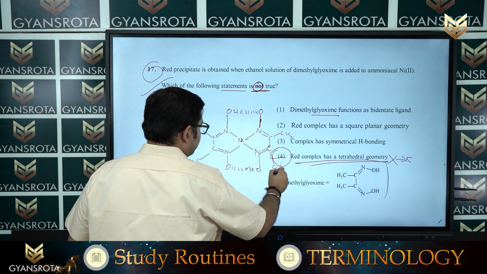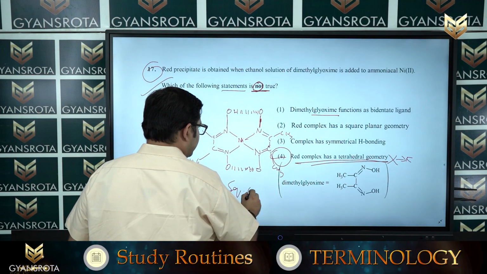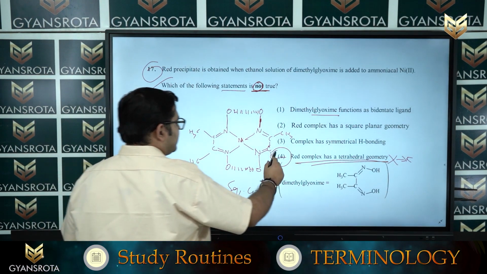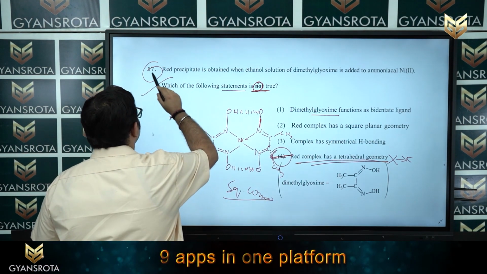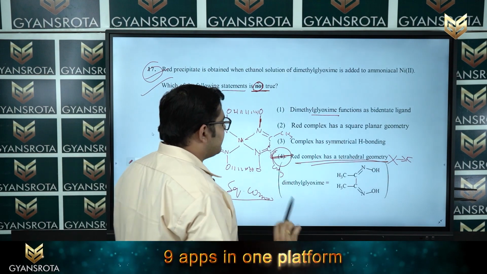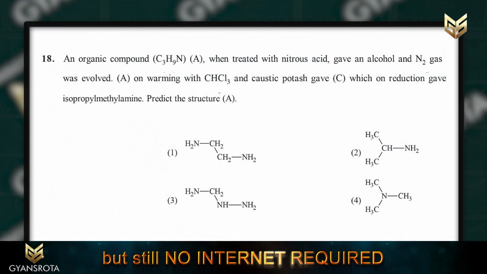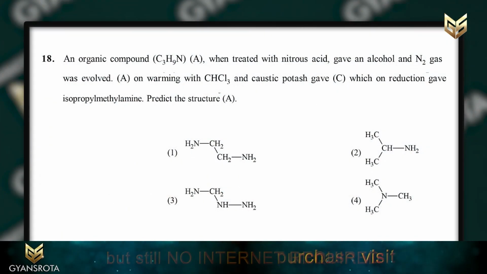Okay. So, this is nothing but a square complex, this is not a tetrahedral geometry. So, your option number 4 is wrong, and this is the correct answer of your question number 17. So, now we are moving to the next question, that is question number 18. Question number 18 is on your screen.